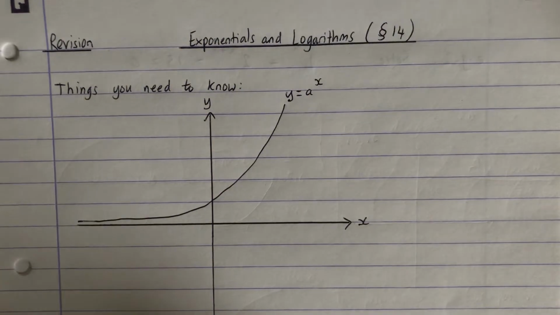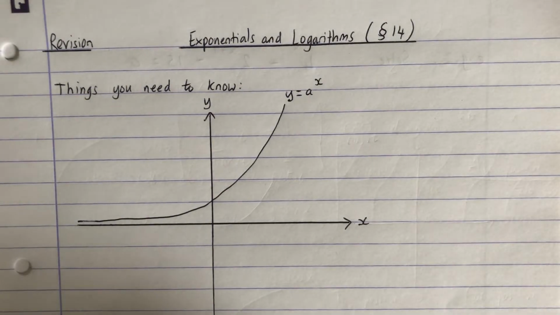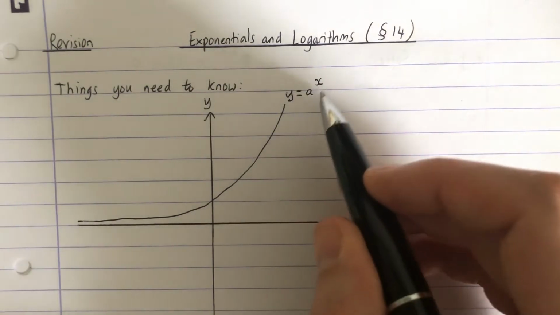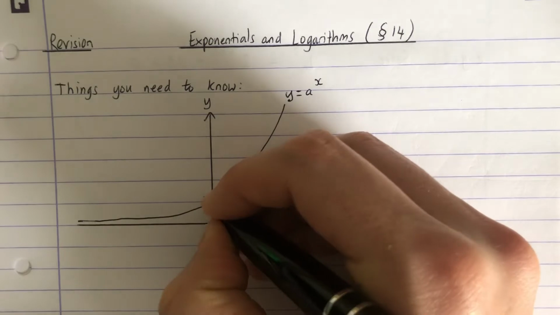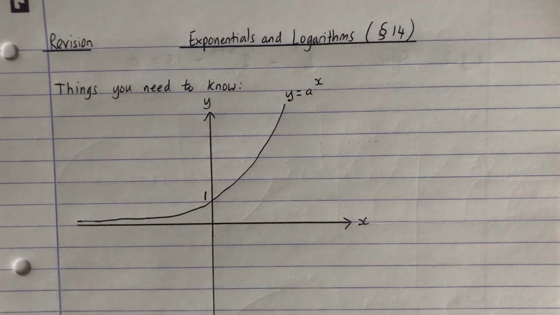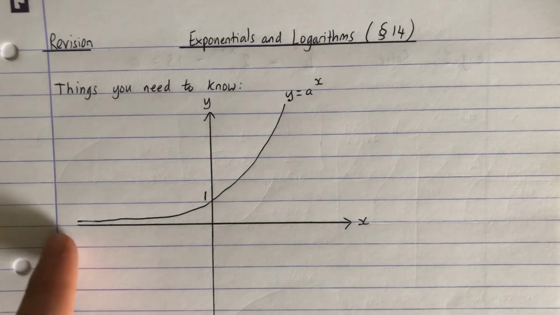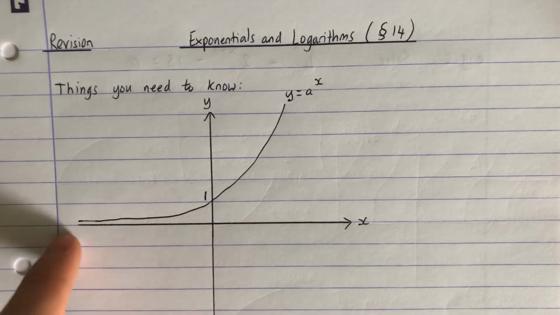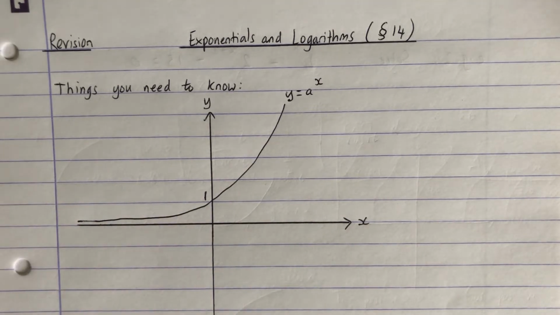a to the x, then the only thing I need to label in is the y-intercept, which would be, if you put 0 into this, a to the power of 0 would be 1. So it passes through 1, and it never touches the x-axis. It gets infinitesimally close, but it never touches the x-axis, and we call that an asymptote.